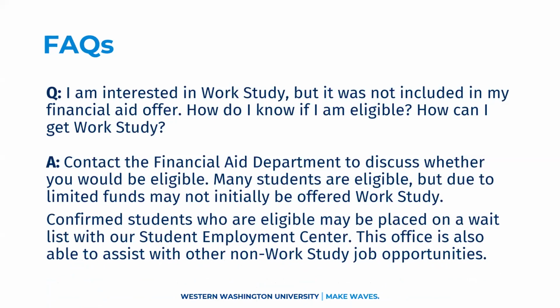However, if you've confirmed your enrollment with the university and are eligible for work study based on your expected family contribution, our Student Employment Center does have a wait list where students can request to be put on that list. Occasionally, it's not a guarantee, but sometimes funds do become available later in the year, and students on that wait list may see that their financial aid offer is revised to include work study later on. So you'd be invited to contact them about the possibility of being placed on that wait list.